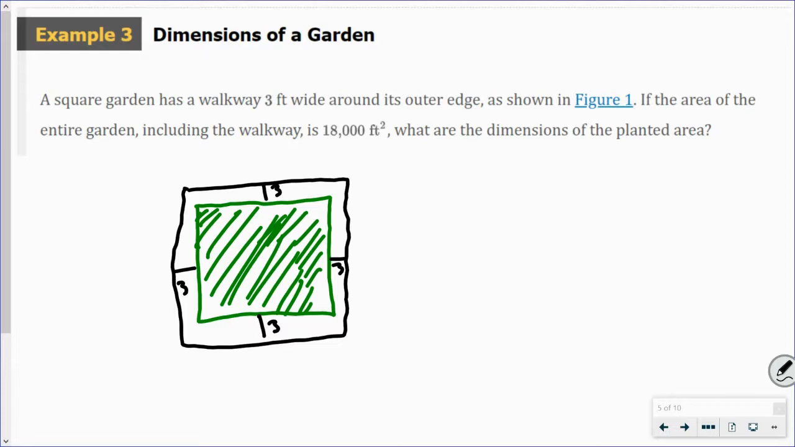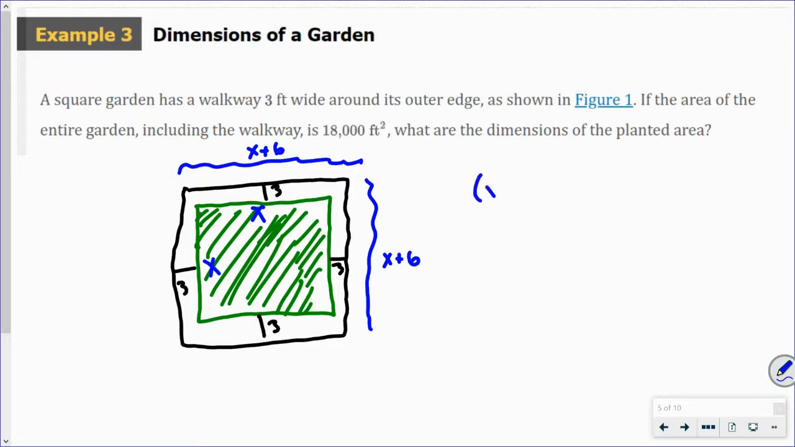If the area of the entire garden, including the walkway, is 18,000 feet squared, what are the dimensions of the planted area? So it's wanting to know how long is, it's a square, so this is x and this is x. So how long is that, or how big is that? Well, this side right here is x plus 3 on each side. So this is x plus 6. And this side here is the exact same. It said it was a square. So that's x plus 6.